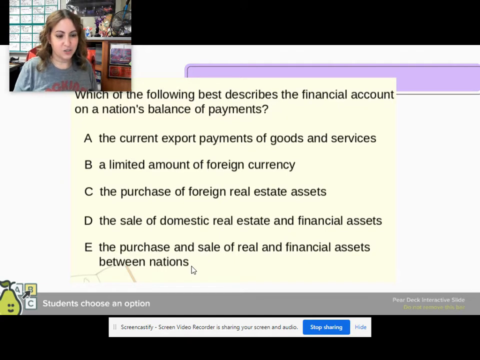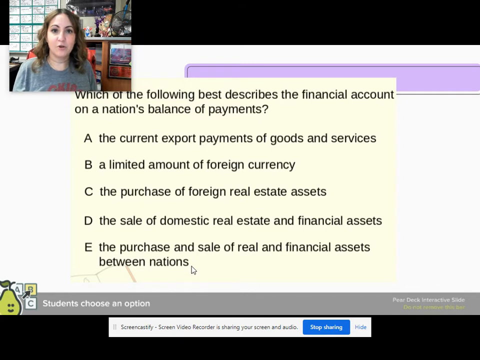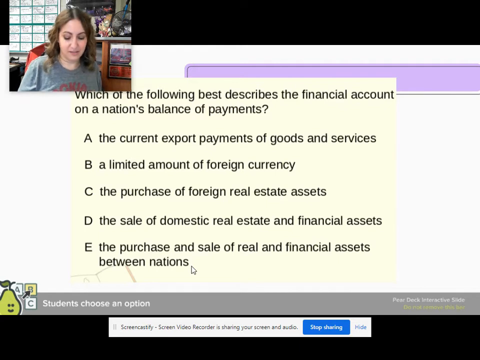The correct answer on this one is going to be E as an elephant, the purchase and sale of real, meaning like real estate, and financial assets like stocks, bonds, savings accounts between nations. It's not just the purchase and it's not just the sale. Remember, you can have an inflow of capital or an outflow of capital in either of these two accounts. And remember, they balance. So if there's going to be a credit or an inflow in one, there's going to be an outflow or a debit in the other.